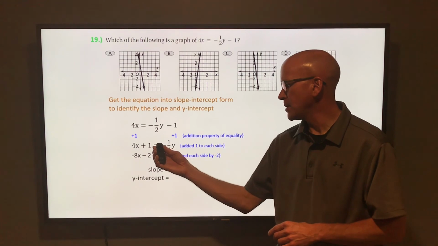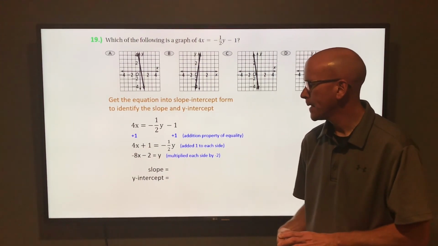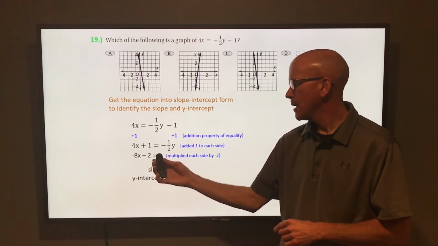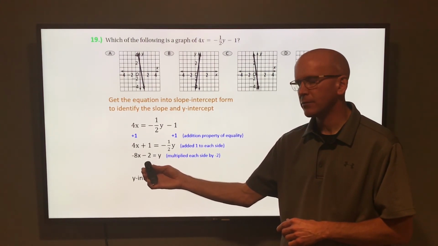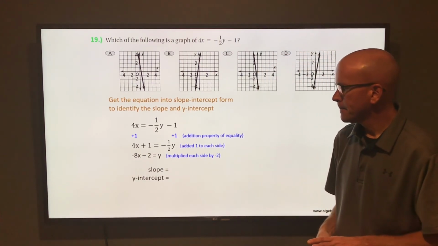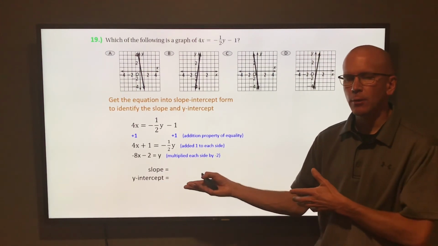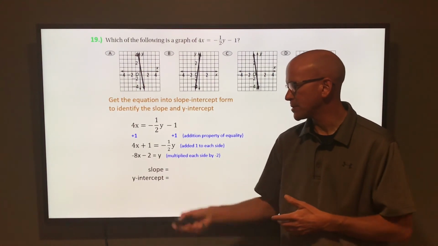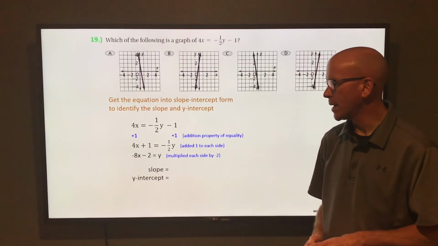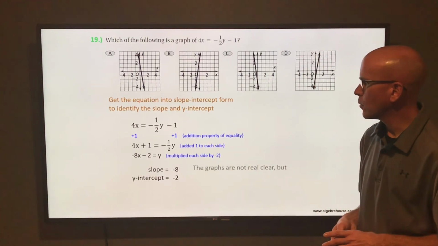So if you multiply each side by -2, you're multiplying each of those terms by -2. So if you take -1/2 y by -2, that's positive y. And if you take 1 by -2, it's -2. And 4x times -2 would be -8x. So even though that's switched around, it's -8x minus 2 equals y, that's still slope-intercept form. It's y equals mx plus b. M is the slope, that's -8. B is the y-intercept, in this case, that's -2. So you have a slope of -8 and a y-intercept of -2.